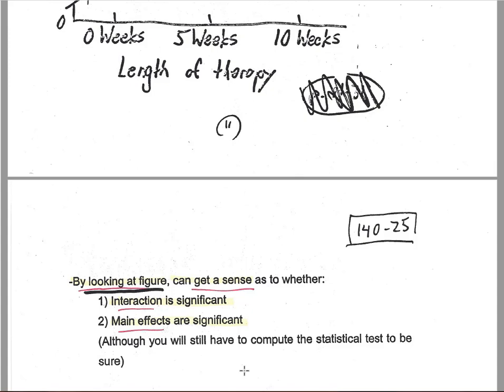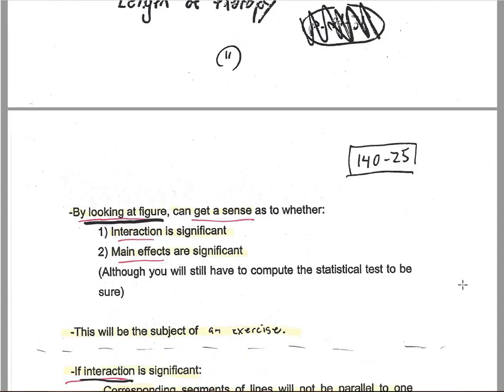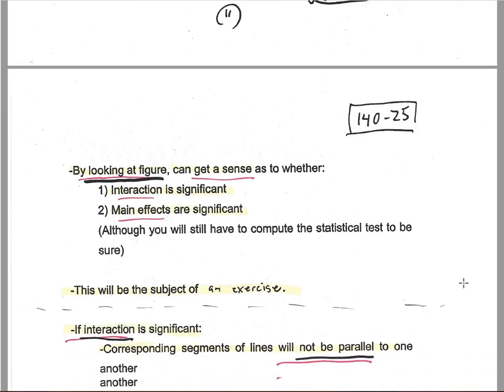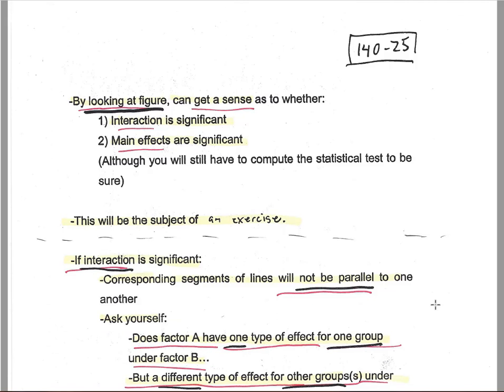But I want my students to be able to eyeball the results of two-way ANOVA and estimate whether you probably have a statistically significant effect or not. That's going to be the subject of a small discussion exercise and eventually the subject of an online quiz. This will be the subject of an exercise. I give you some guidelines for eyeballing results from ANOVA and deciding whether you probably have a significant effect or not. First of all, how do I know that I've got a significant interaction?